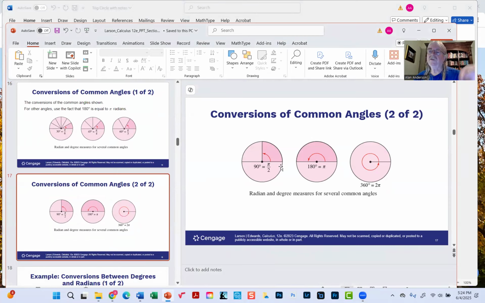90 degrees means you're moving through the entire first quadrant, which is the same thing as pi over 2 radians. 180 degrees means you're still on the horizontal axis, but you're in the second quadrant. That's 180 degrees or pi radians. And then the last case, you go around the circle completely. That's 360 degrees or 2 pi radians.